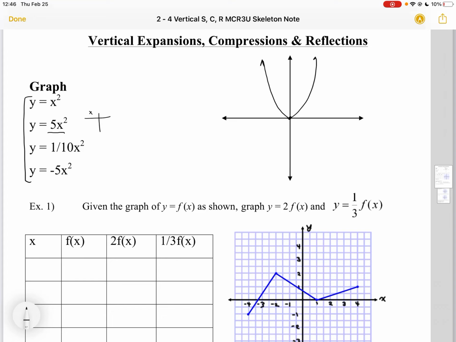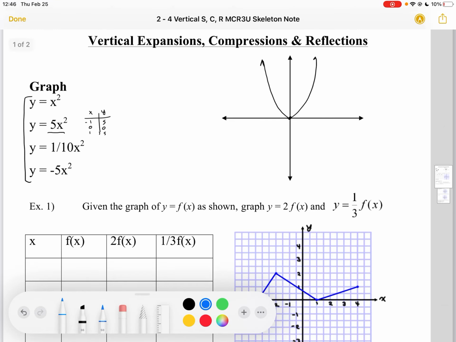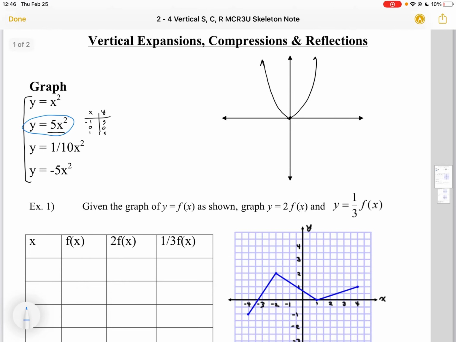If I do a quick table of values, I know that if my x is -1, my y value is going to be 5. If x is 0, y is 0, and if x is +1, then y is +5. So I'm going to plot this one in blue, and I can see that I've got a much skinnier parabola than I had before.